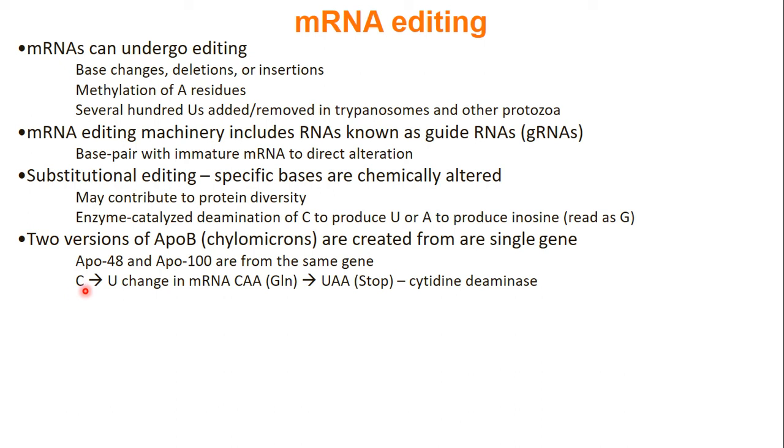In ApoB48, we change a C to a U. Normally, for ApoB100, that residue is CAA, which will make glutamine. But if we change that C to a U, we make a stop codon. That stop codon makes a much shorter version of our Apo protein. And the enzyme that carries this out is cytidine deaminase.